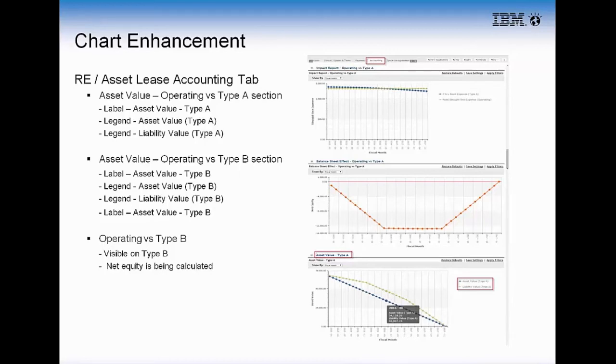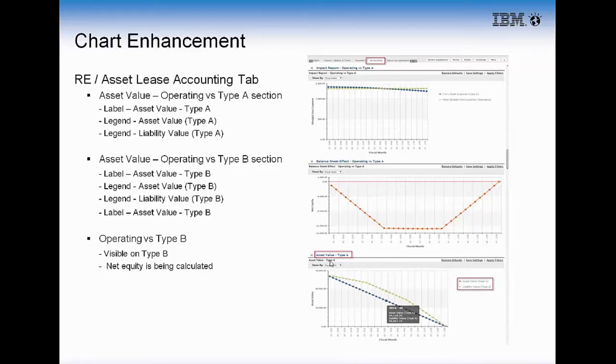And in our real estate lease and asset lease accounting tab, if you're familiar, we have these type A and type B charts that we're displaying, and we really needed to make them in sync. So if it is type A, we only show the impact report operating versus type A, balance sheet effective operating versus type B, and also asset value type A.